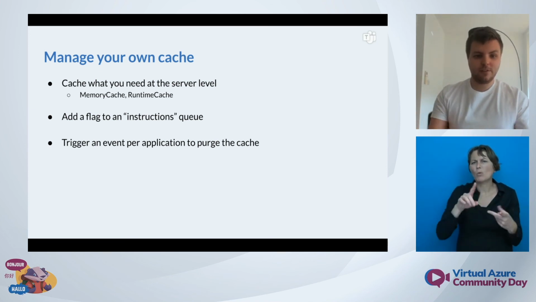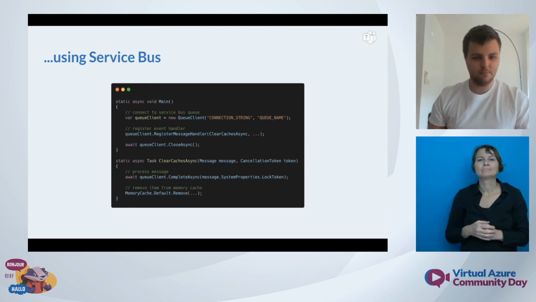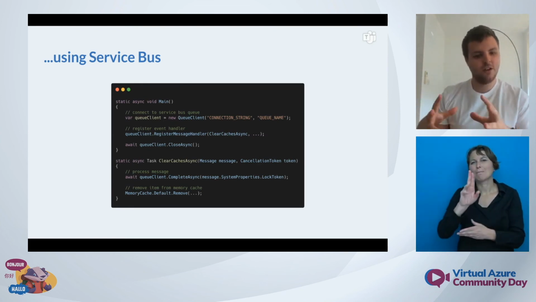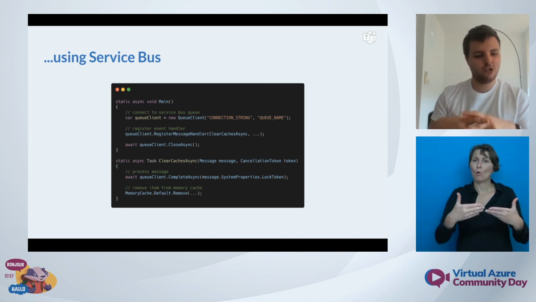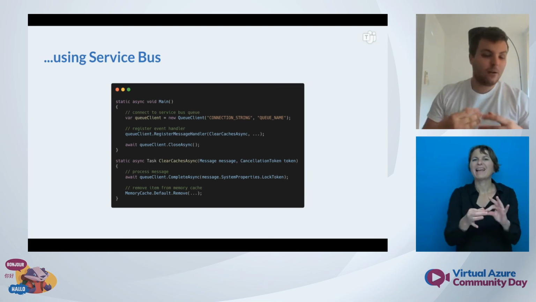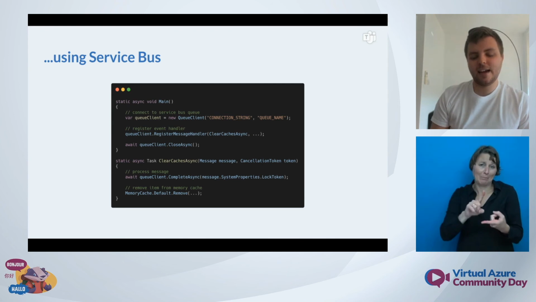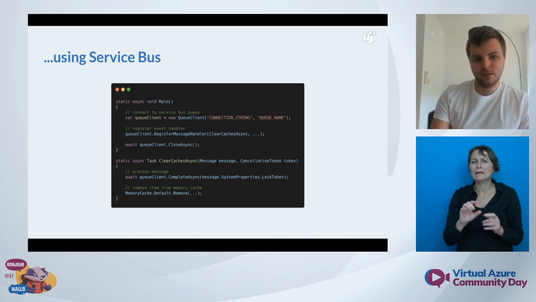An example of how that would look using Service Bus, for example, would be as simple as you open a connection, you register a handler that takes a message and then does something with the memory cache. And that is a cheap way, I guess, of handling cache purging globally.